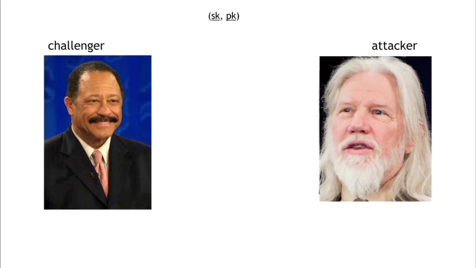Okay, so the game works like this. The first thing we do is we use generateKeys to generate a secret signing key and a public verification key that match up. Now we give the secret key to the challenger, to the judge, and we give the public key to both parties, both to the challenger and to the attacker.